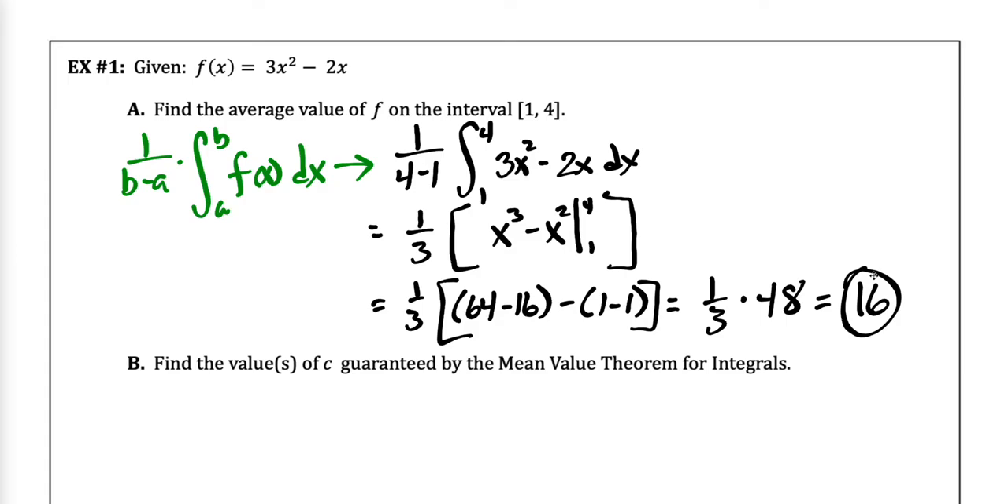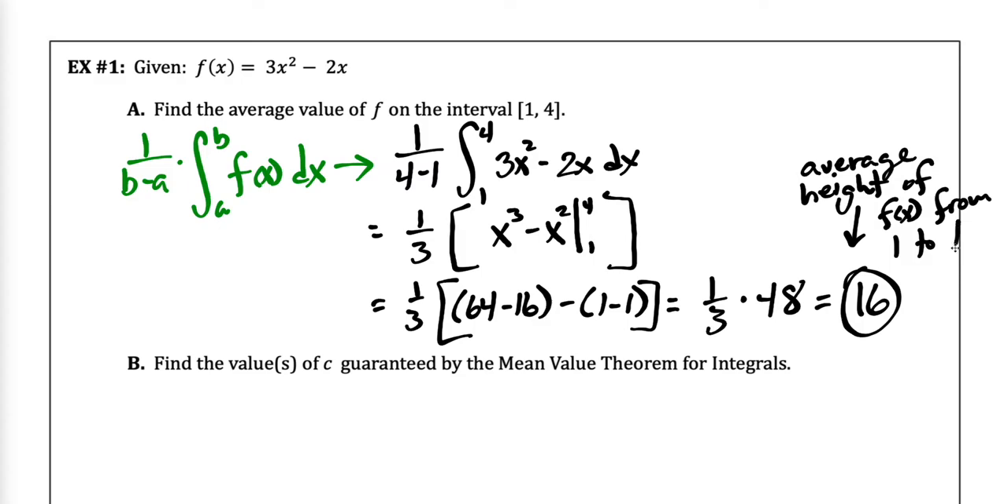Josh, what does 16 stand for? What did we actually just find? Yep. So if I were to actually draw 3x squared minus 2x, let's see, what is that? The vertex at x equals 1/3 would be the center axis. Oh, that's terrible.